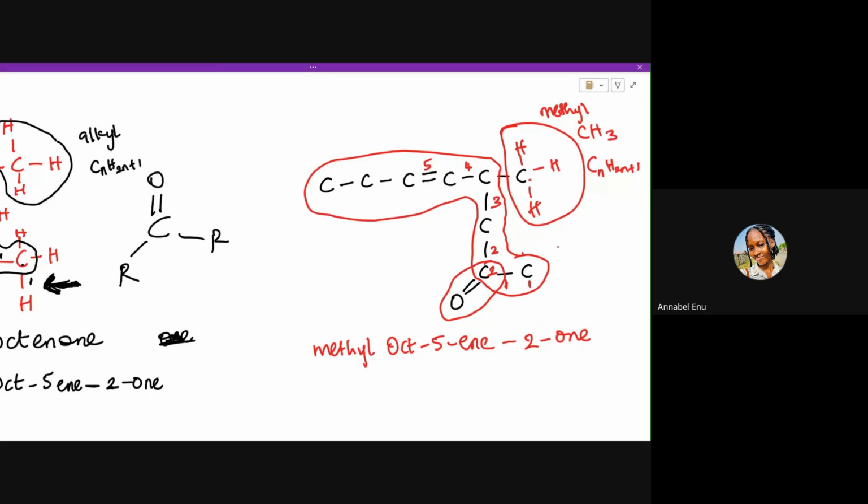But then we've not put the position of the methyl group. So this is carbon number 1, carbon 2, carbon 3, carbon 4. So the methyl group is attached to carbon number 4. So we have 4-methyl oct-5-yn-2-ol. Any confusion? Do you all understand?